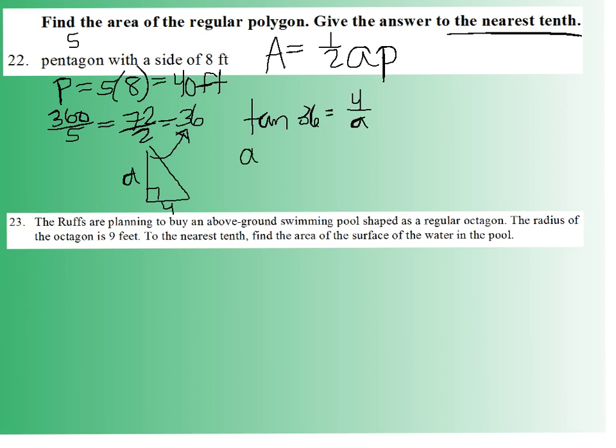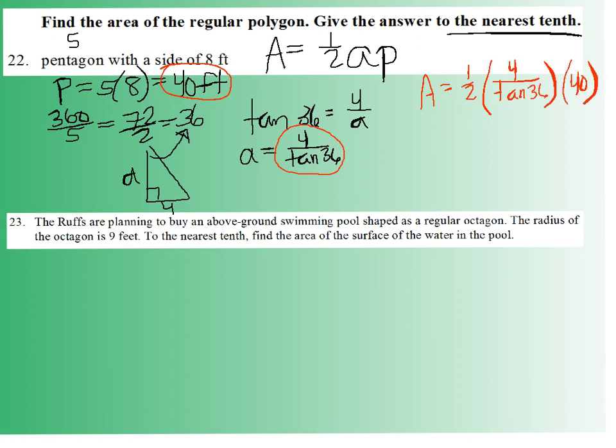And to solve for A, I'm just going to switch the tangent 36 and A and get 4 over tangent of 36. And I'm going to take this and plug it into my formula. I'm going to take the 40 feet, plug that into my formula, and solve. So area is equal to 1/2 apothem, 4 over tangent of 36, times my perimeter, 40. I'm going to put all that in my calculator, and I'm going to get that my area is equal to 110.1, since I'm rounding to the nearest tenth, and this is feet squared.